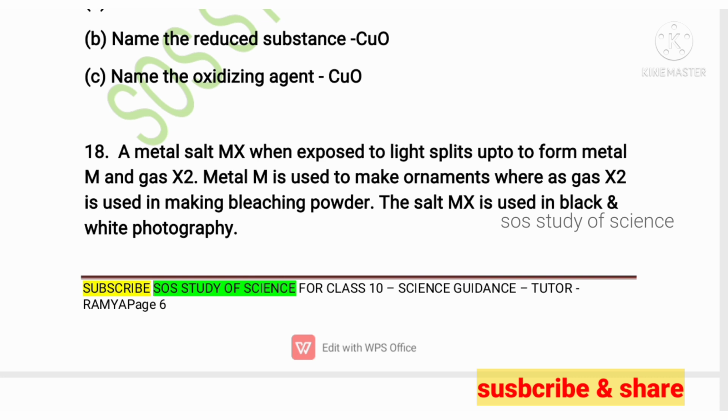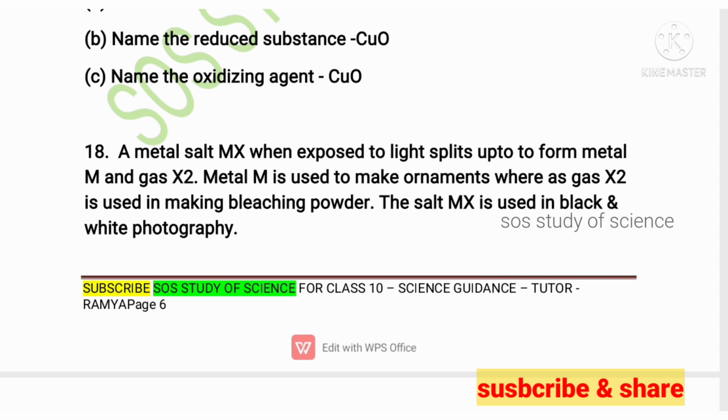But when we expose it to sunlight, what happened? It is getting M and gas X2. Here also you are not getting an idea, so now you will get an idea. M is used in ornaments. MX exposed to sunlight is, first of all, an example of a photolytic decomposition reaction. Now the metal used for ornaments is exactly silver only. So now you can identify that MX is nothing but silver chloride.